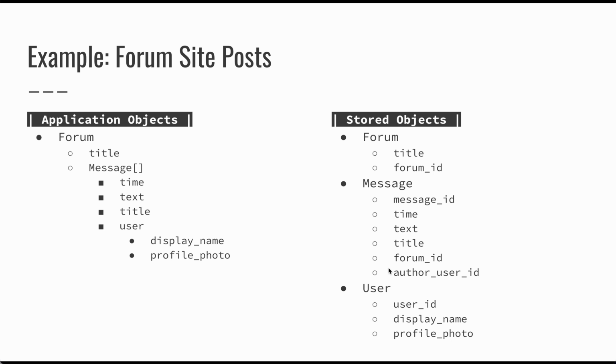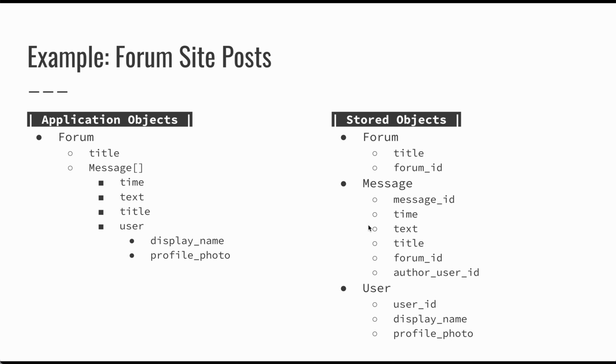Whereas if you are storing those, your forum may be one particular entity of its own, and then each one of the messages might be associated with that forum. So forum and message would be two separate storage objects, but message might refer to the forum. You can see the forum ID is that fifth property there after time, text, and title for the message object. And then you would have a user ID, which would have its own set of properties.